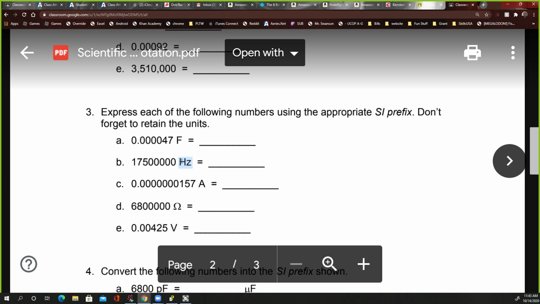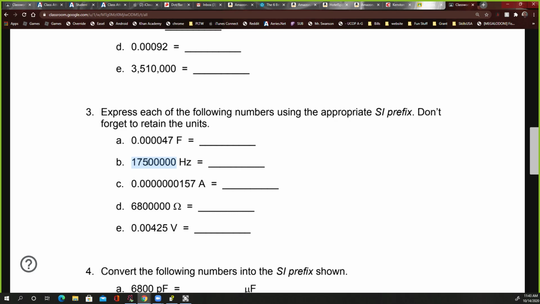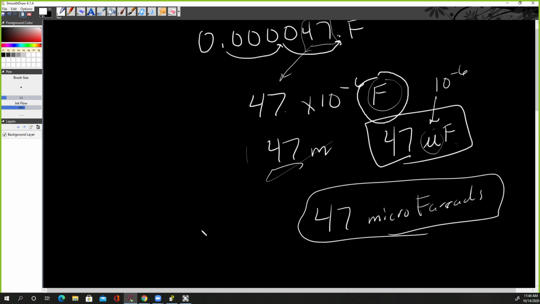So the unit is Hertz, HZ, and the number is 175, then 1, 2, 3, 4, 5 zeros. Okay, that's easy to remember. 175 and 5 zeros. There we go. That's the number, and the unit was hertz. Hertz is just a unit of frequency, like how often something happens. So whatever this is measuring, what is this number? That's 17,500,000 hertz. So in other words, 17,500,000 things per second, maybe vibrations per second or whatever it is.